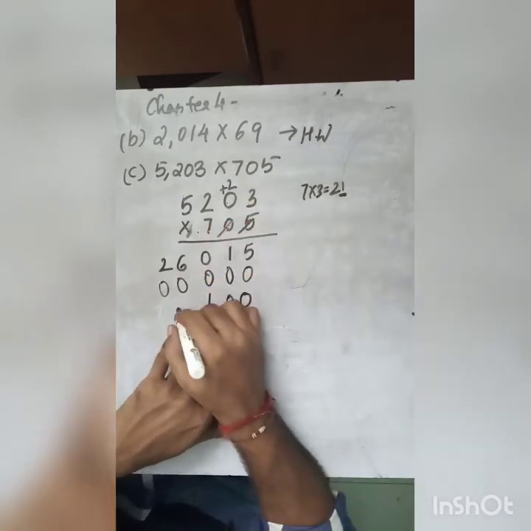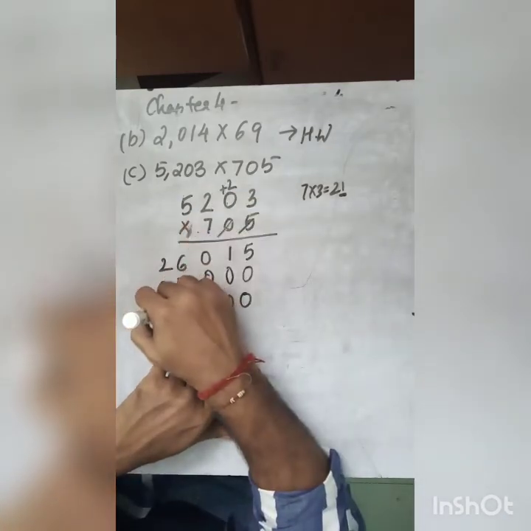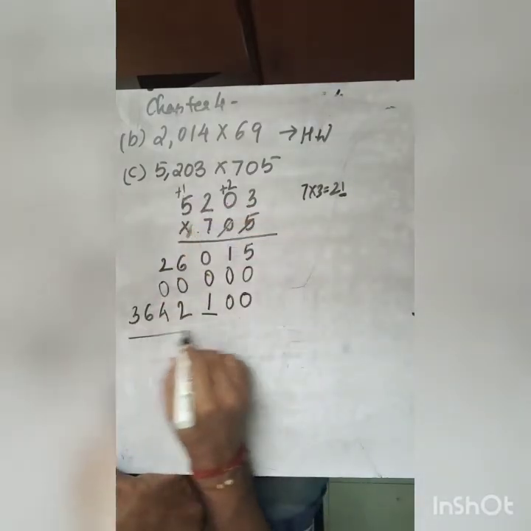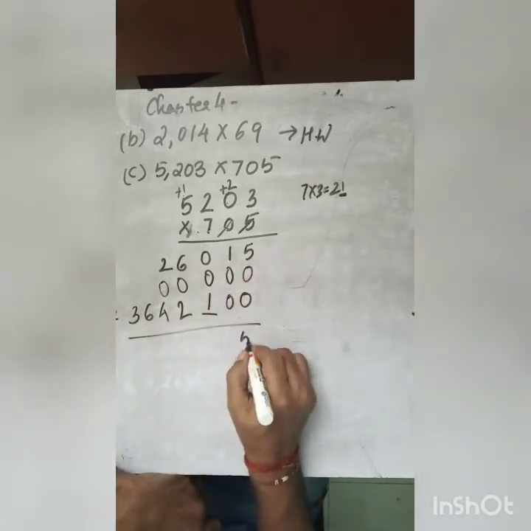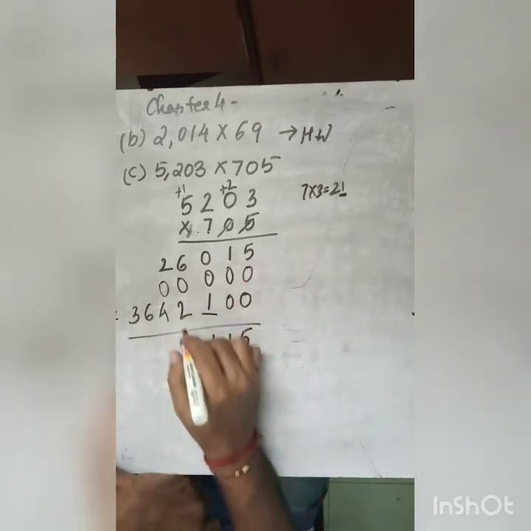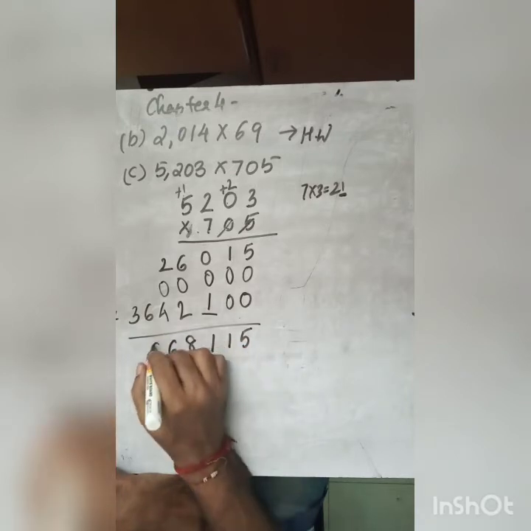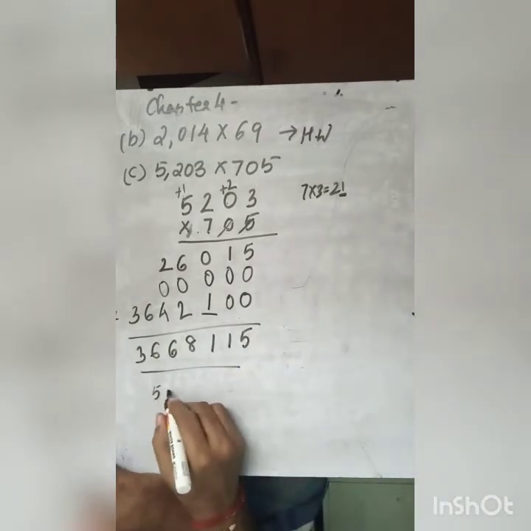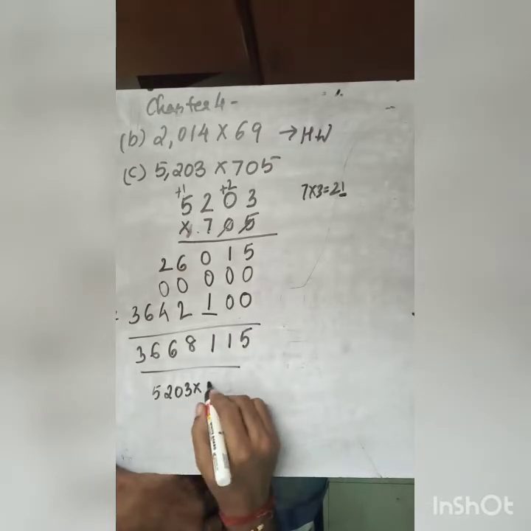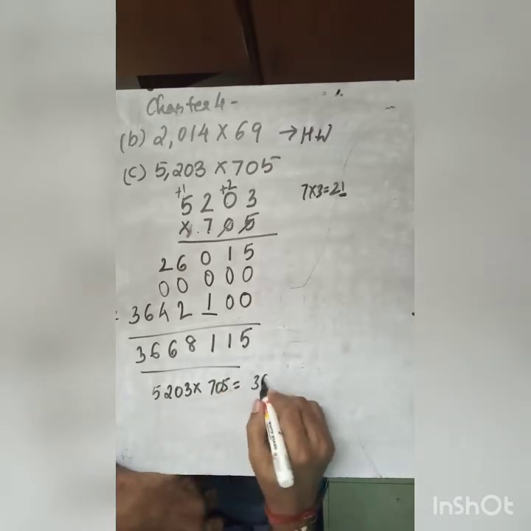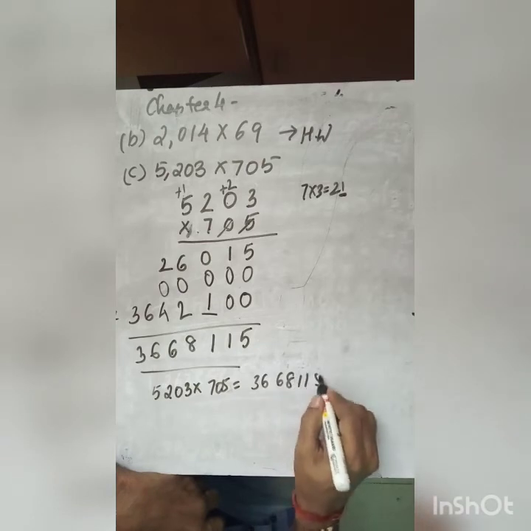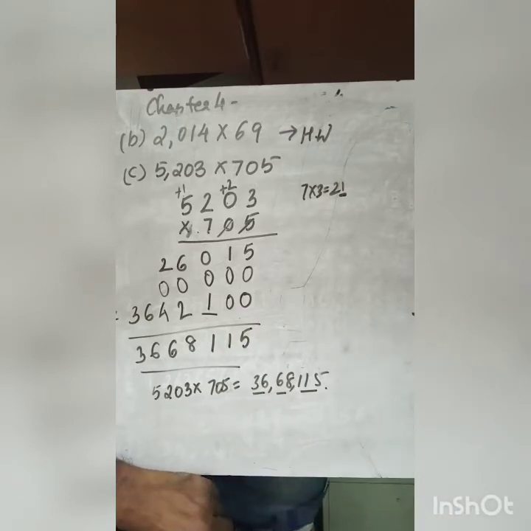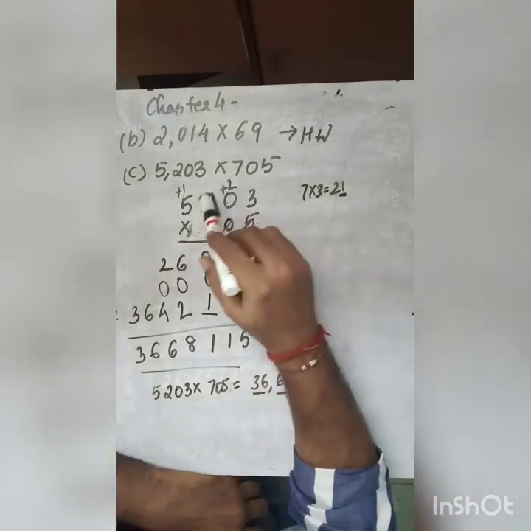7 0s are 0, plus 2 is 2. 7 2s are 14, that is 4, carry 1. 7 5s are 35, plus 1, that's 36. If I do the addition, this is 5, this is 1, this is 1, 8, 6, 6, 3. So 5203 multiplied by 705 will give me the answer 3668115. That's 36,68,115. Clear?